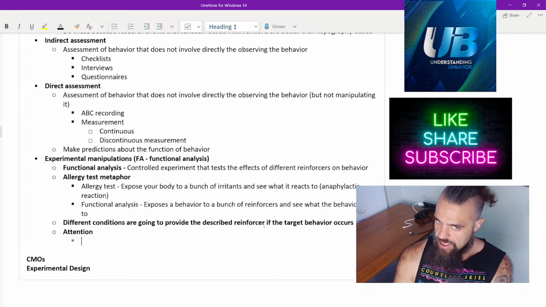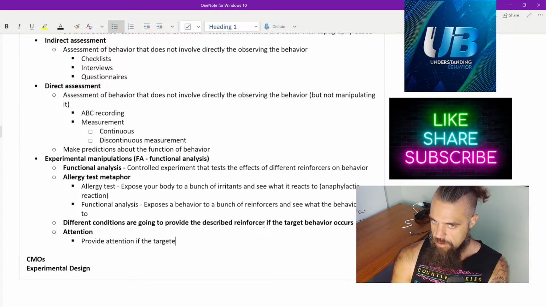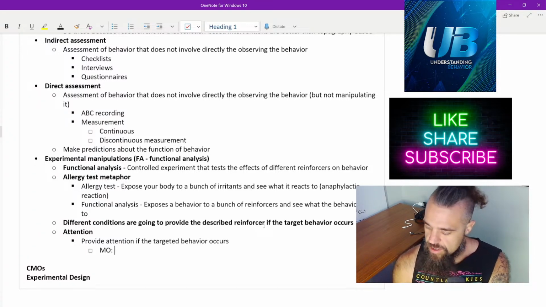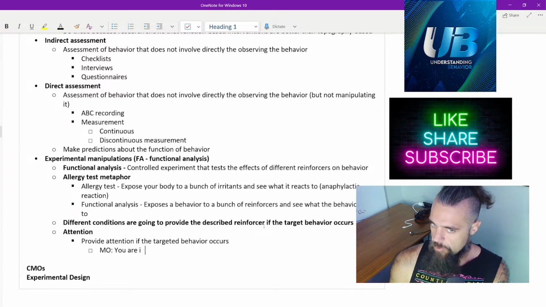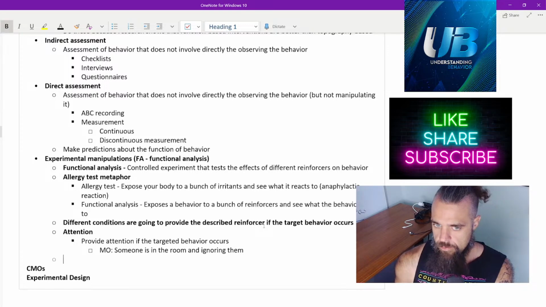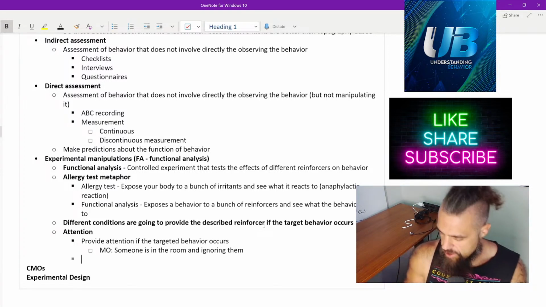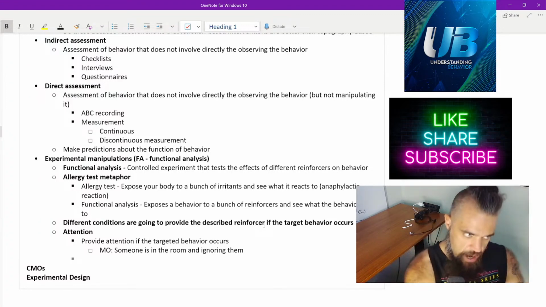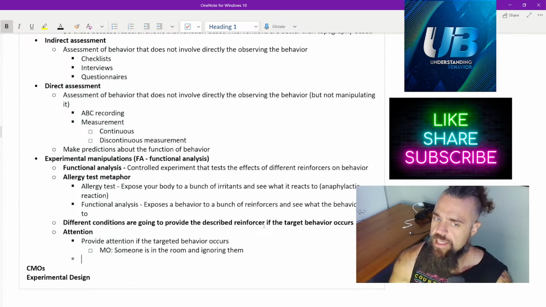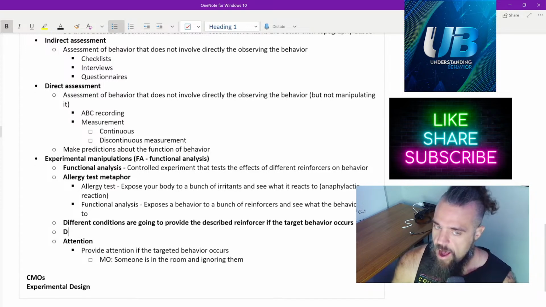In the attention condition, we provide attention if the targeted behavior occurs. We also provide an MO for attention: someone is in the room, ignoring them. I'm going to say not you, but someone is in the room. That creates some deprivation for attention. Somebody in the room is straight ignoring them, they do whatever until they do the target behavior, then we provide attention.